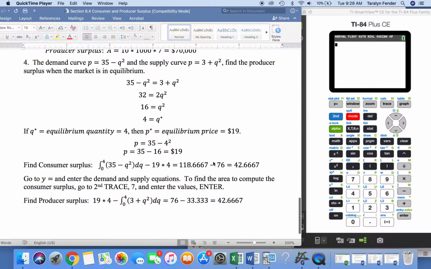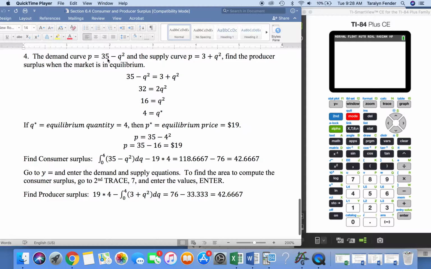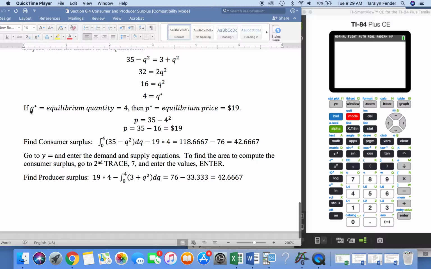Now if we have equations, the demand curve P is equal to 35 minus Q squared, and the supply curve of P is equal to 3 plus Q squared, find the producer surplus when the market is at equilibrium. So we have to find the equilibrium first. 35 minus Q squared is equal to 3 plus Q squared. We simplify, and we get Q equal to 4. Q star is the equilibrium quantity, which is equal to 4, and the price for that quantity would be 19, given these equations.